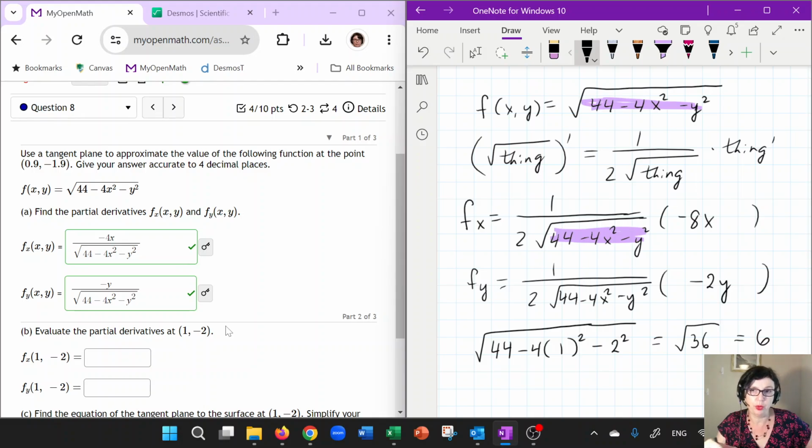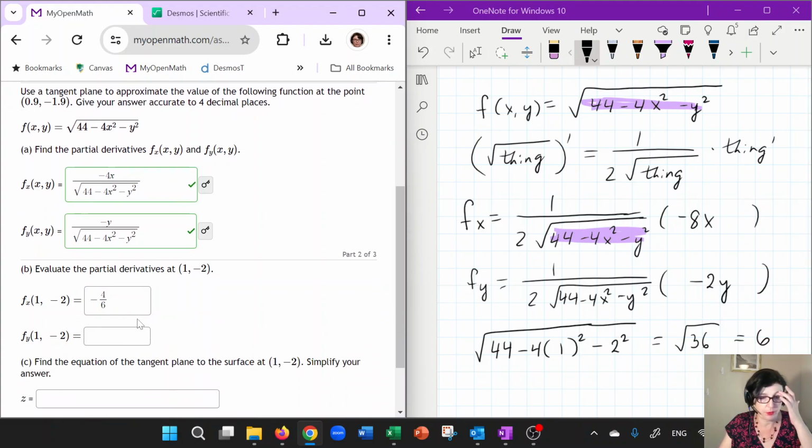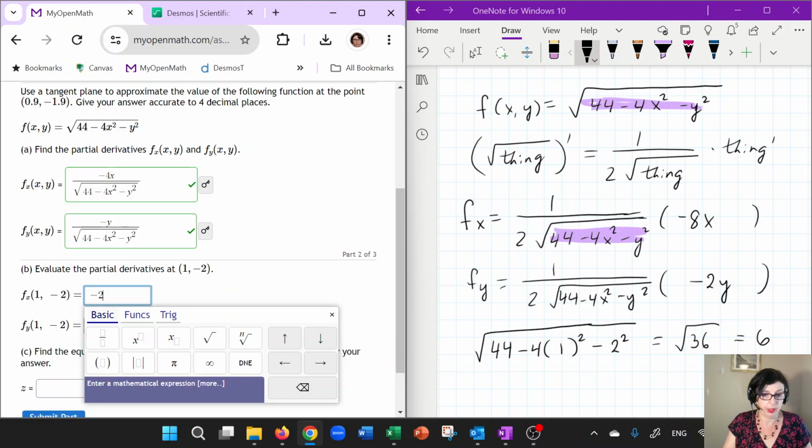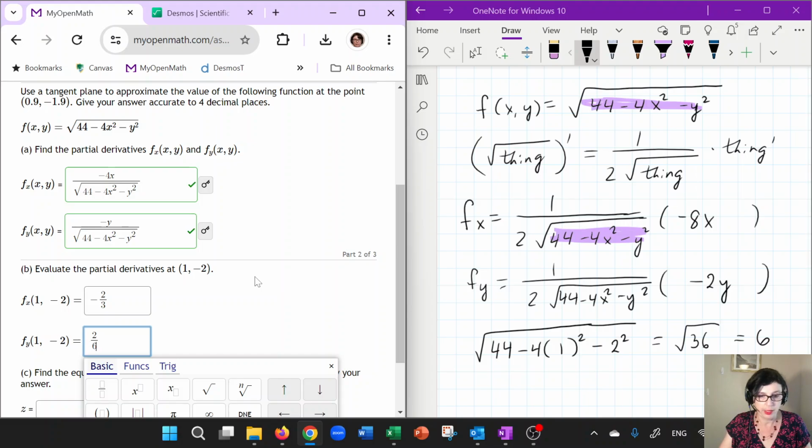So that's why they're using this particular point, because at that point, you don't need a calculator to get it. You know what it is. It's just 6. So it's going to be 6 on the bottom, and on the top, it's going to be negative 4 multiplied by x, but that's 1. So you're going to get negative 4 divided by 6, which is the same as negative 2/3. So that's really going to be here. And then over here is going to be negative y, but y is negative 2, so that's going to be positive 2 divided by the 6. So that, I think, is 1/3, okay?